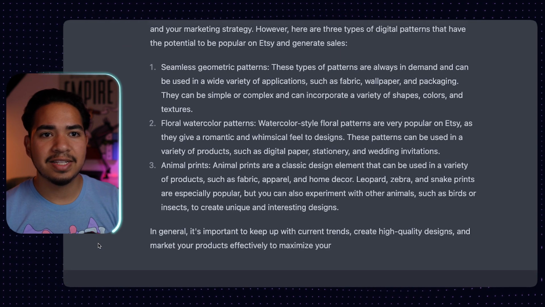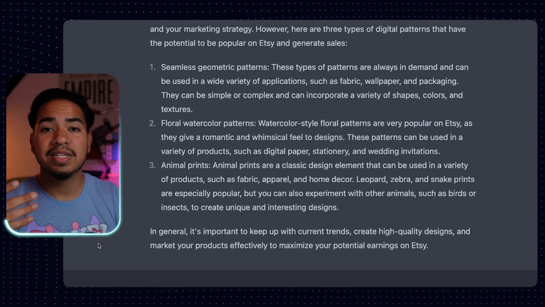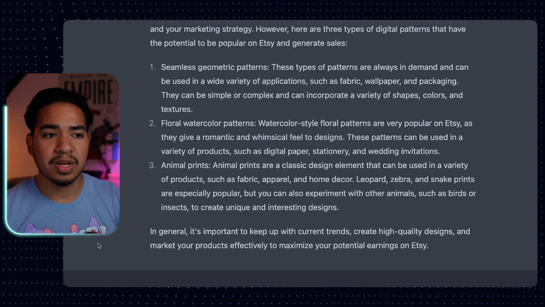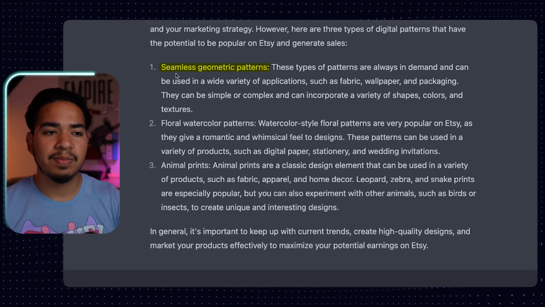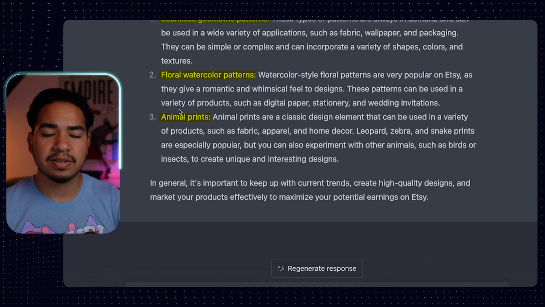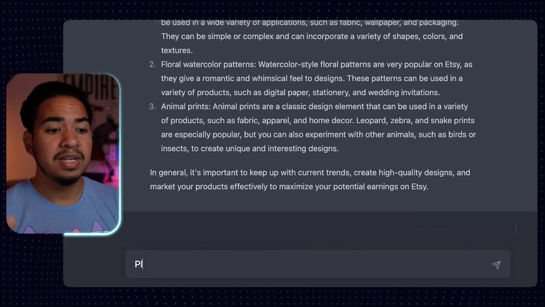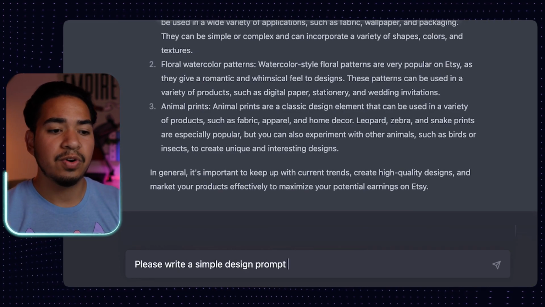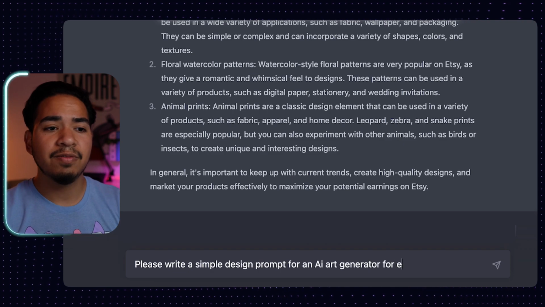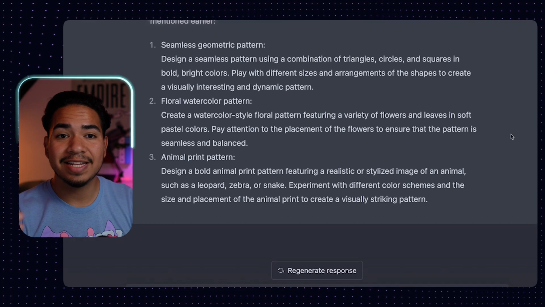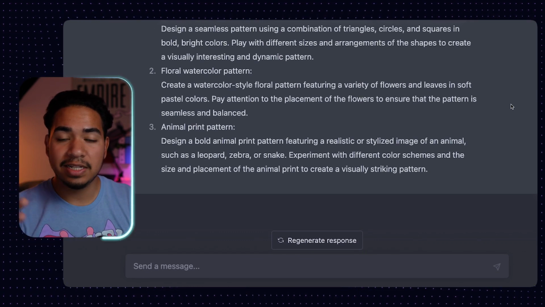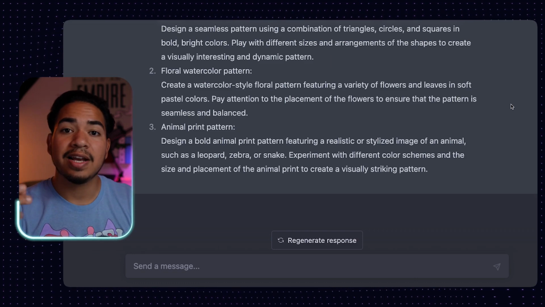So it's gonna tell us that it's difficult to predict the pattern, but because we said if you had to, we were forcing it to pick 3. And this one picks seamless geometric patterns, floral, and animal prints. Now, let's take it another step further. Please write a simple design prompt for an AI art generator for each of the following patterns. So it's literally as easy as that. We can literally plug this into Midjourney and start generating patterns as soon as possible.